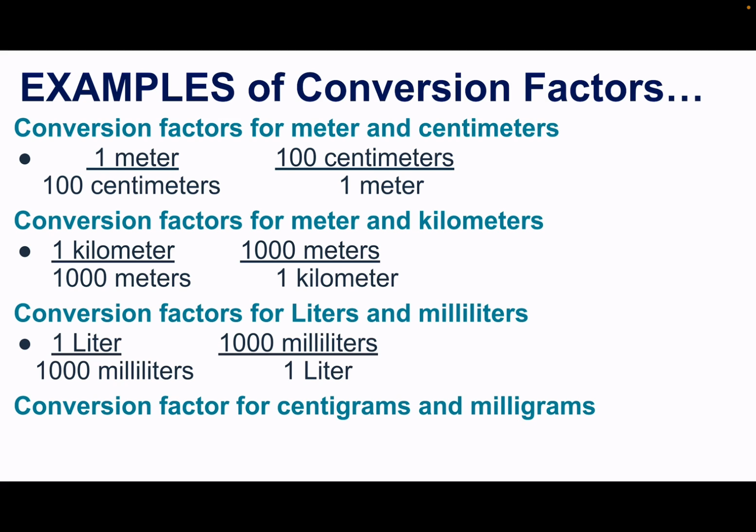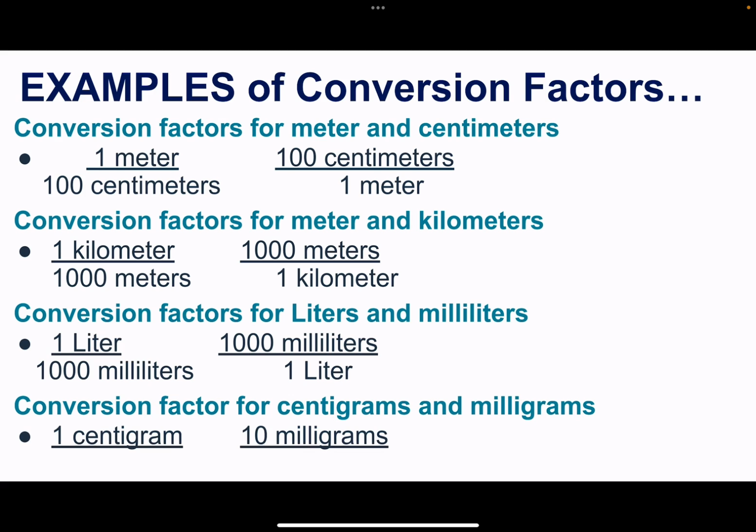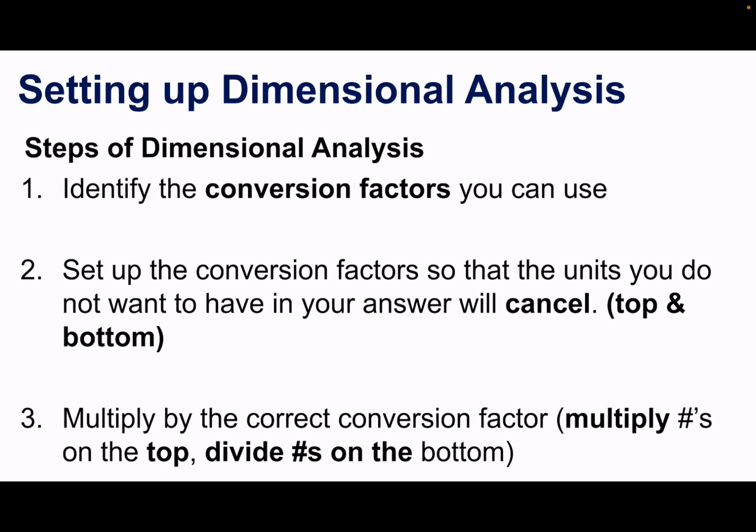So how are we actually going to convert these? Let's do one more here from centigrams to milligrams. We're staying on the right side of the chart. 1 centigram, that's jumping 1 place to milligrams. Milligrams are smaller, so that's 10 milligrams for every centigram.